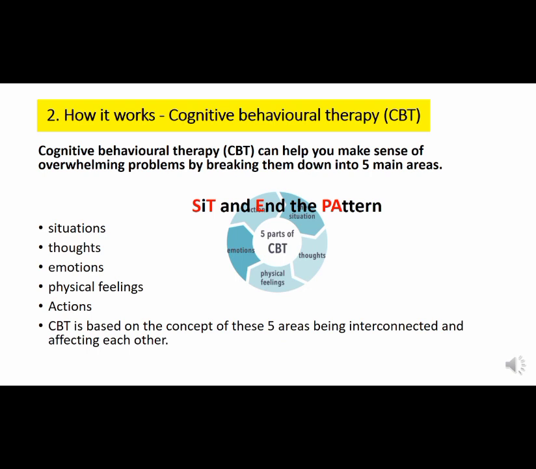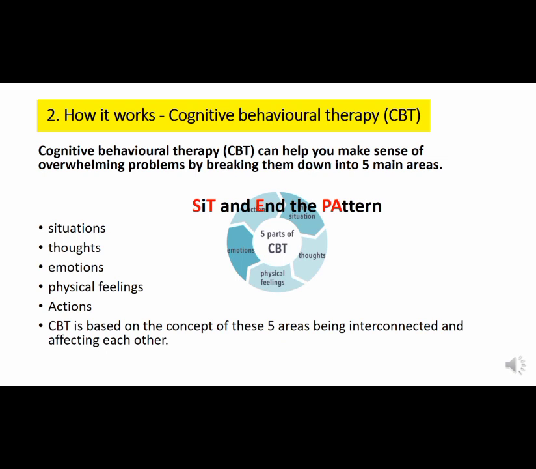Second question, how does CBT work? CBT can help you make sense of overwhelming problems by breaking them down into five areas. I call those five main areas "Sit and End the Pattern." S stands for situations, T for thoughts, E for emotions, P for physical feelings, A for actions.